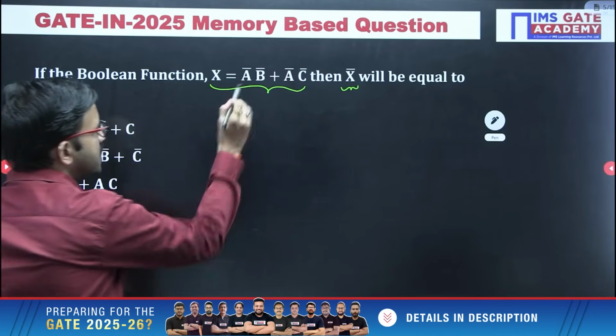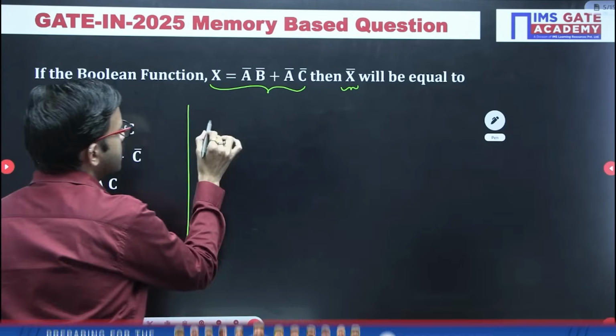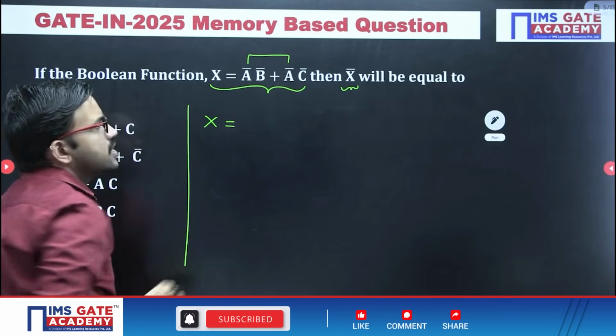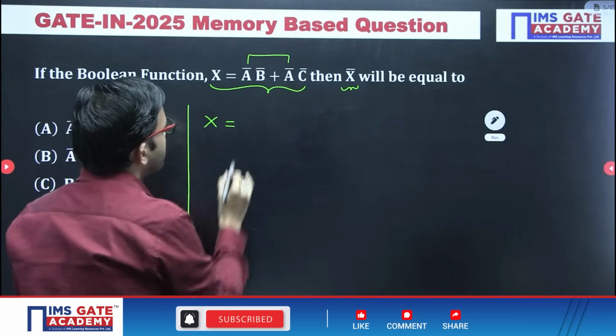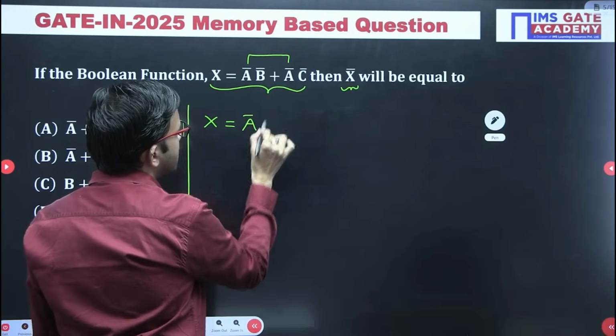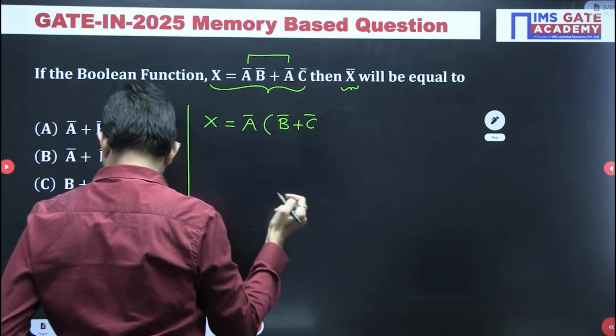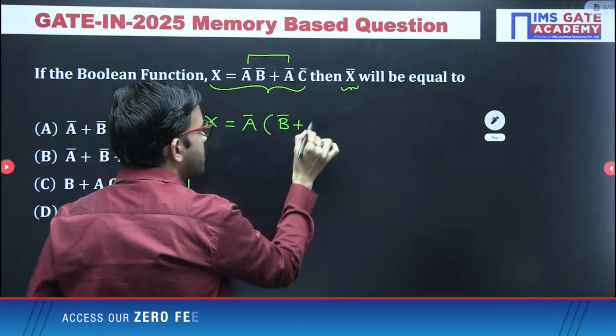Okay, so for this particular question, you can take a bar as common. On the right hand side you can take a bar as common. Okay, so if you take a bar as common, then you are having a bar into a bar. If you take common, then you are getting b bar plus c bar.